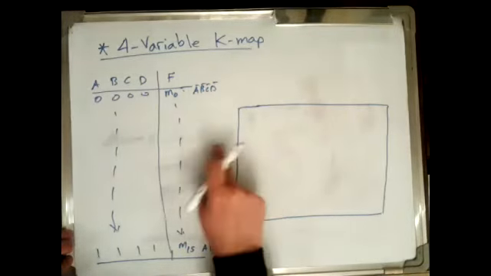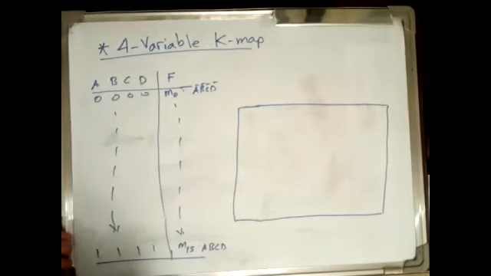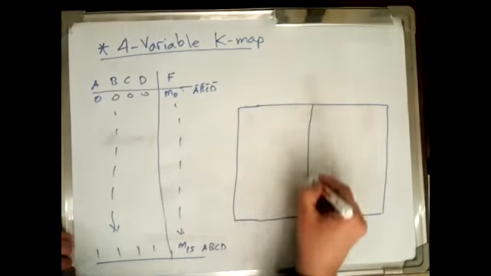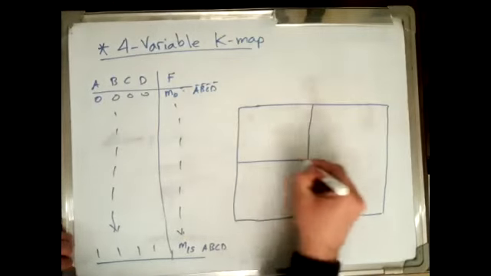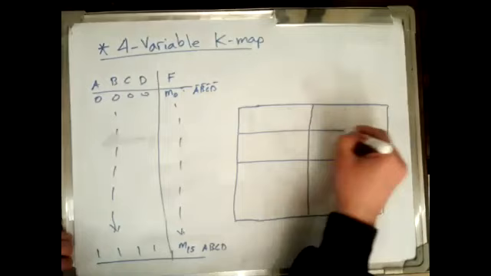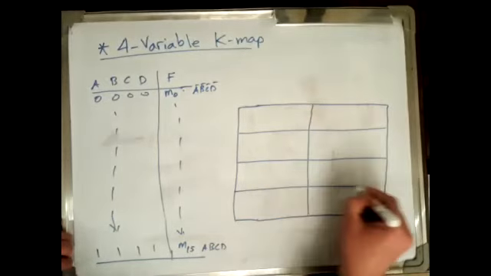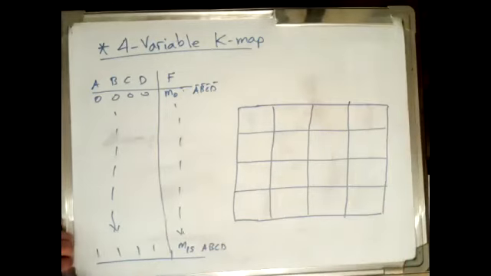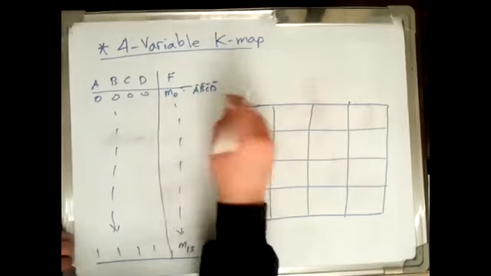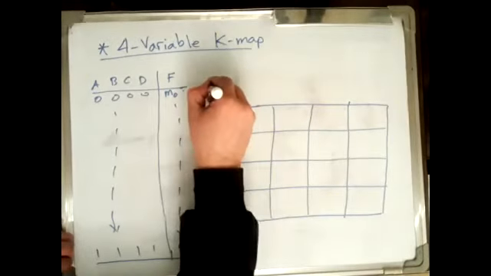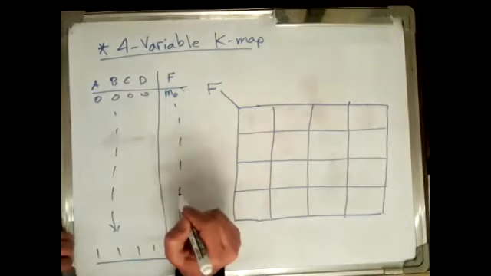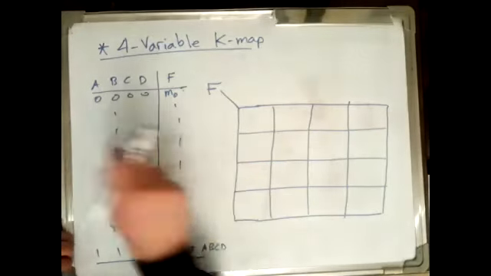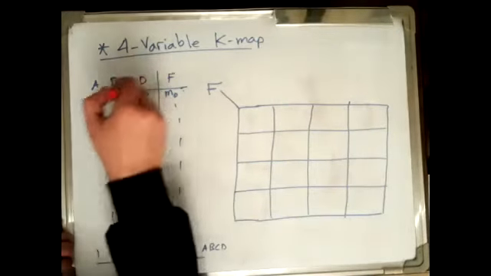That contains 16 small squares. And these small squares are arranged in the following way. So these are the 16 squares. And this is the truth table for F, the map for F. And we have 4 variables, A, B, C, D.